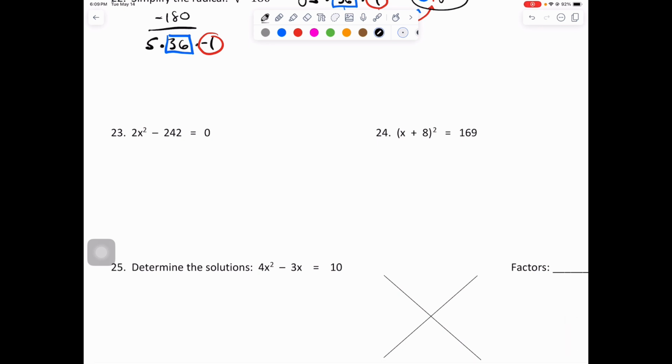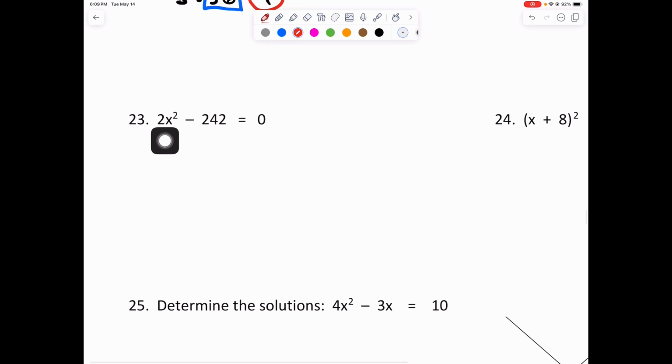All right, we're given 2x squared minus 242 equals 0. The first step we want to do is get 2x squared by itself. What's hanging out with 2x squared? Yes, it is negative 242 or minus 242. We will add 242 to both sides. Go ahead and bring the 2x squared down. Those bad boys cancel out, equals 242.